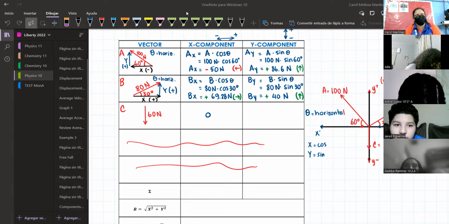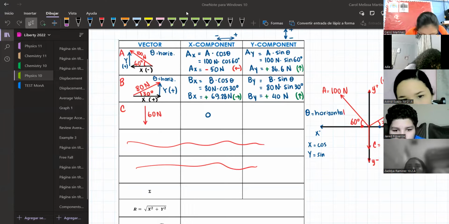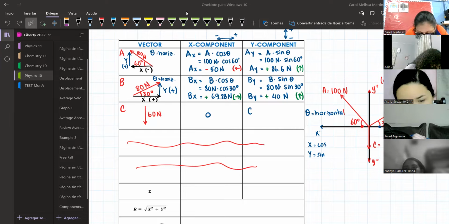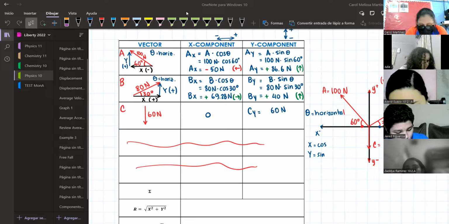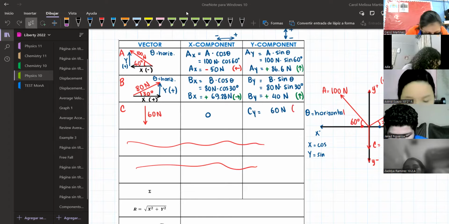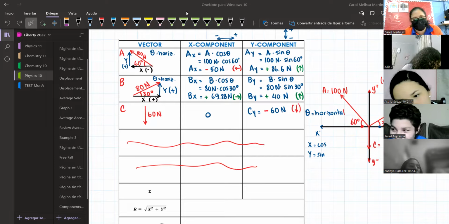Why? Because it's just moving vertically, okay? So your horizontal component is 0. It's not moving to the right nor to the left. So in that case, we say that the horizontal component is 0 because the vector is just moving vertically. And the vertical component of the vector is going to be the same vector, but you will include the direction. Because it's going downward, you will place a negative symbol over there.